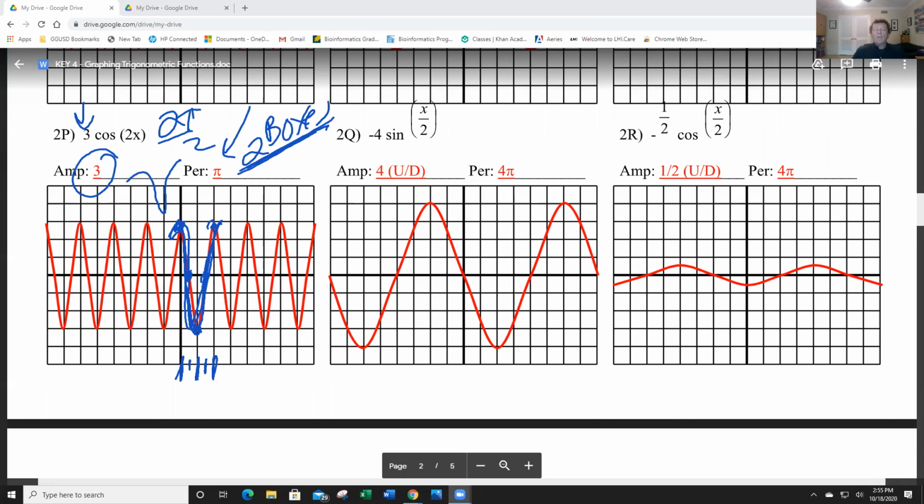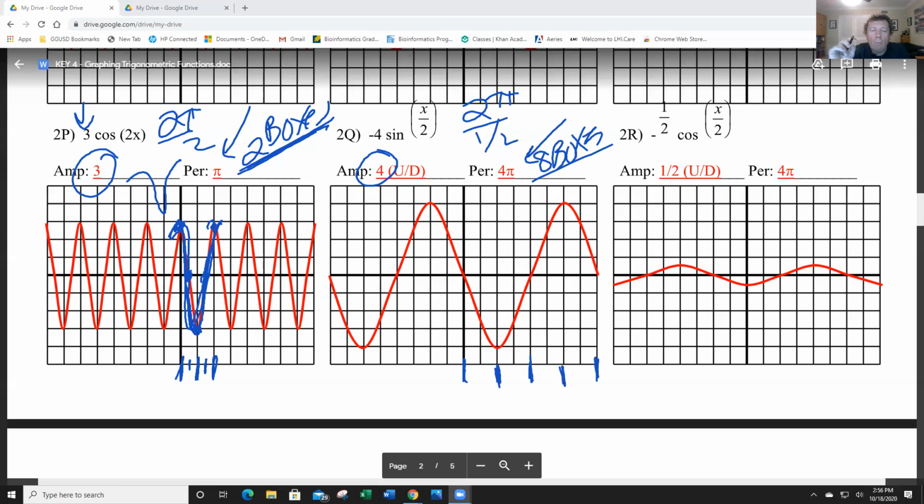Okay, this one, here we go. The amplitude's 4, but we have a reflection. And the period is 2 pi divided by a half, because it's 1/2 x, which is 4 pi. So 4 pi is going to be 8 boxes. Let me mark it: 8 boxes here to here. There's the midpoint. There we go, there and there.